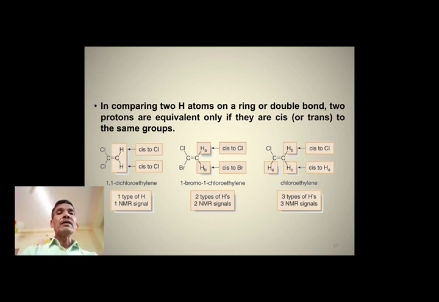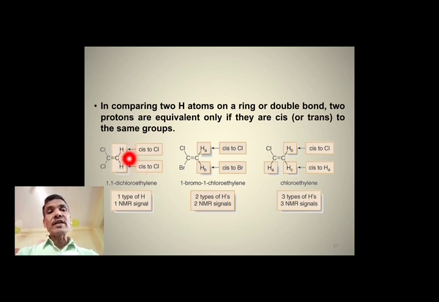In comparing 2 hydrogen atoms on a ring or double bond, 2 protons are equivalent only if they are cis or trans to the same functional group. For example, in case of dichloroethene, 1,1-dichloroethene, here 2 chlorine atoms are attached to this carbon atom, 2 hydrogen atoms are present on this carbon atom.